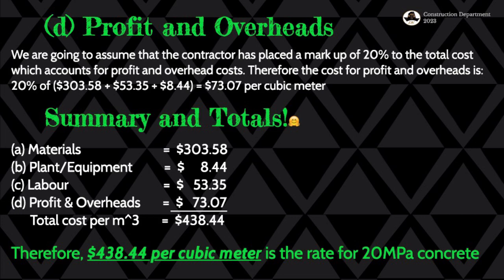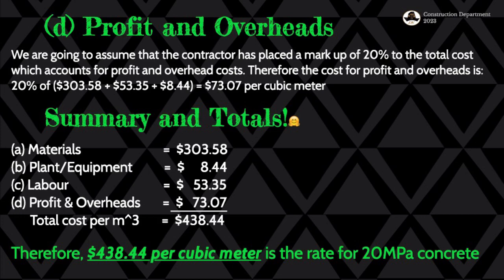So we are going to assume that the contractor has placed a markup of 20% to the total cost, which accounts for profit and overhead costs. So they are all included, the overheads and the profit, in that 20%. Therefore, the cost for profit and overheads is 20% of the 303.58 from materials, the 53.35 from the labor, and $8.54 from the plant. Then we get our profit and overheads totaling to $73.07. Yes, 7 cents per cubic meter.